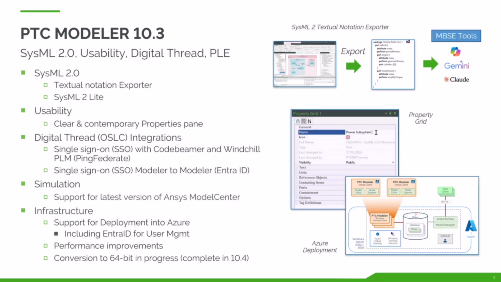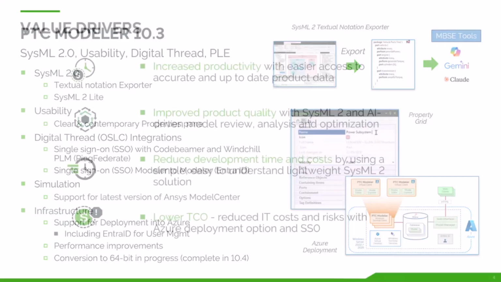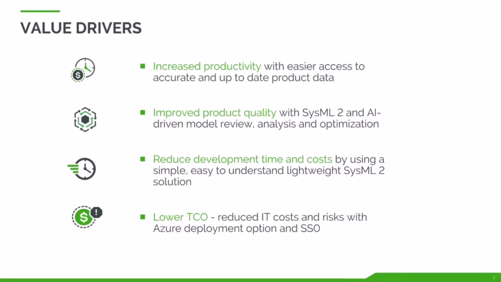And at the bottom, we have our infrastructure work that we've been focusing on, enabling support for deployment into Azure. That also includes support for Entra ID. We've spent quite a bit of time improving performance this release, and we'll talk about the details of that. And we've started the conversion to 64-bit. So that's an important project that's going on in the background. It's not complete in this release, but we'll talk about that in a bit more detail.